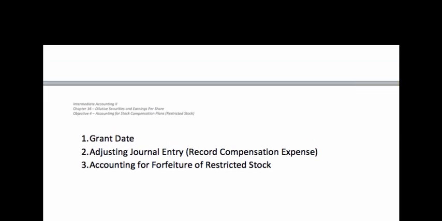The first is, what are the transactions that occur on the grant date? Second, we're going to look at an adjusting journal entry that's typically required to record the compensation expense related to restricted stock. And then finally, we're going to look at the accounting for forfeiture of restricted stock.